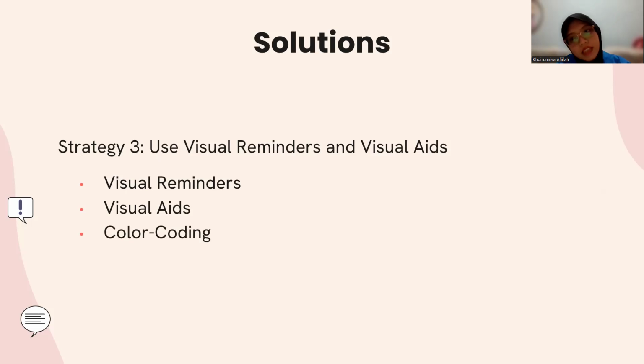So by implementing these strategies, Mr. Smith can increase on-task behavior and decrease off-task behavior in his class. Providing engaging and fun activities, establishing clear expectations and consequences, and using visual reminders and visual aids can help create a productive and focused learning environment.